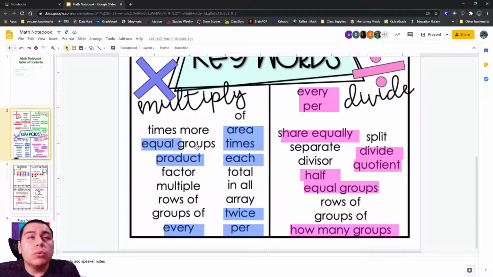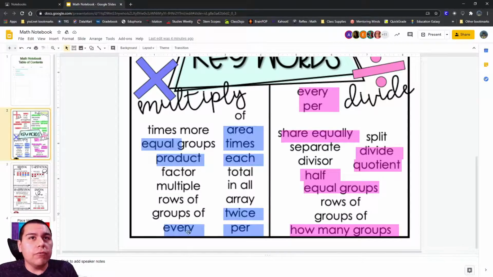Equal groups. Equal groups is a clue that you're going to be multiplying. If you know that something is getting bigger and it's getting bigger in equal groups, then that's a clue to multiply. If they ask you for a product, that's a big clue to multiply. If they use words like factor or multiple, or if they say rows of, like if something's in rows of 5 or groups of, like groups of 5, that's a big hint that you're going to be multiplying.